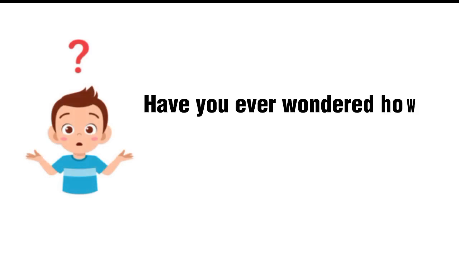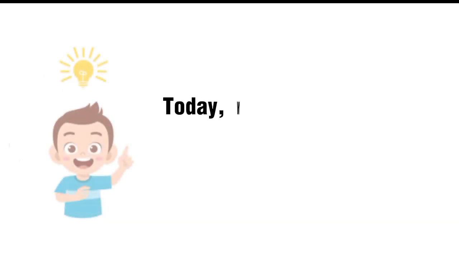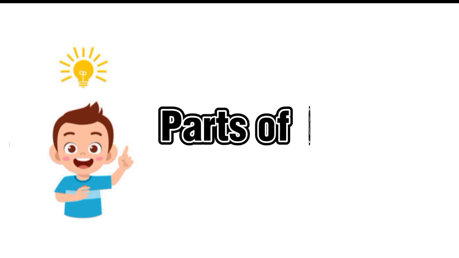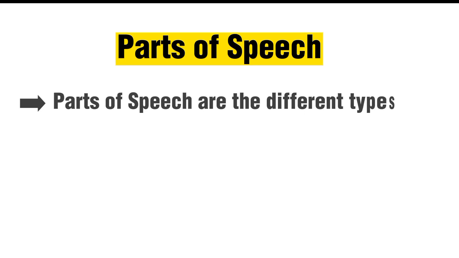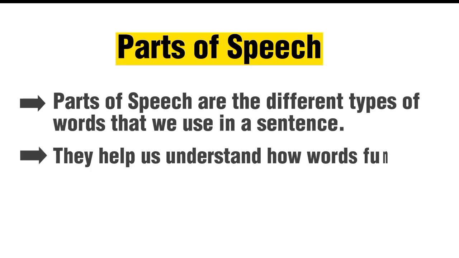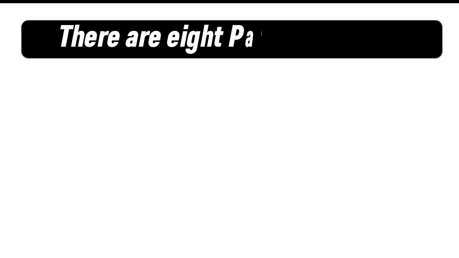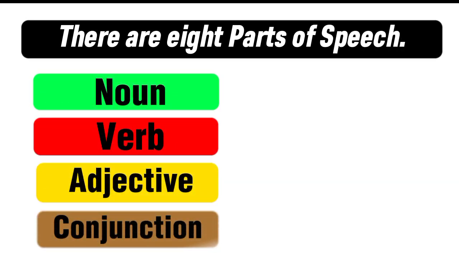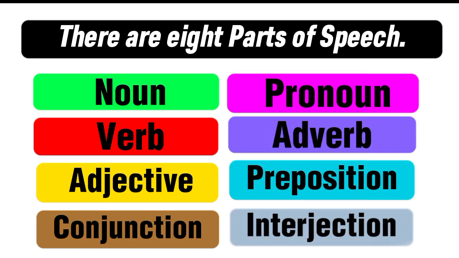Have you ever wondered how words come together to form a sentence? Today, we're going to talk about the building blocks of sentences, parts of speech. Parts of speech are the different types of words that we use in a sentence. They help us understand how words function and how they relate to one another. There are 8 parts of speech: noun, verb, adjective, conjunction, pronoun, adverb, preposition, interjection.